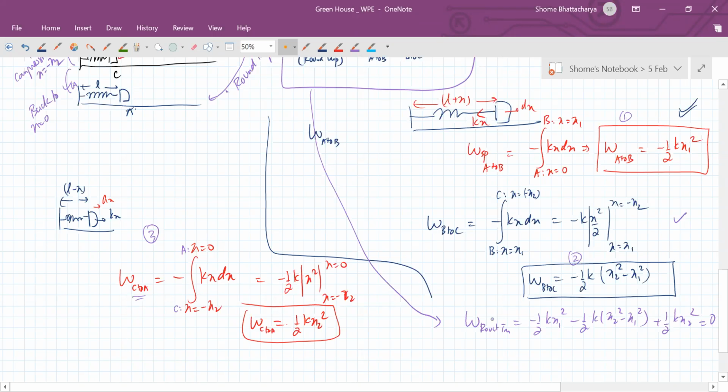Okay, so now finally the work done in the round trip. This part is the work done in the round trip. So we can write it like this: AB plus BC plus CA. So this is becoming this, which you can see is going to be 0. Whatever the values of x1 and x2, whether it's plus 5 centimeters, minus 3 centimeters, whatever the individual numerical values, the total will have to be 0.